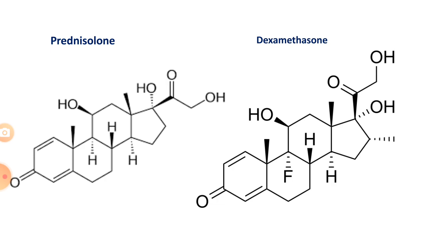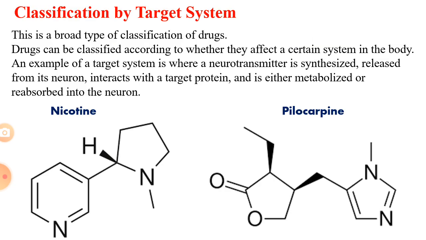Okay. So our next point is classification of drugs by their target system. This is a broad type of classification of drugs. Drugs can be classified according to whether they affect a certain system in the body. We can classify any particular drug according to whether it affects a certain target system in the body.